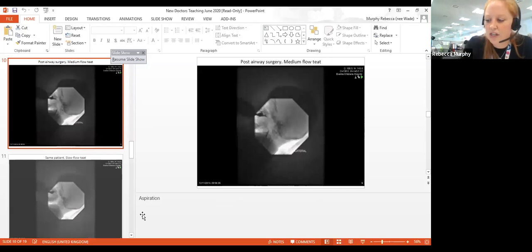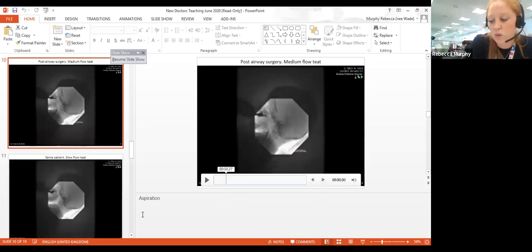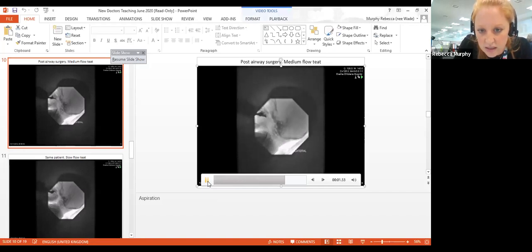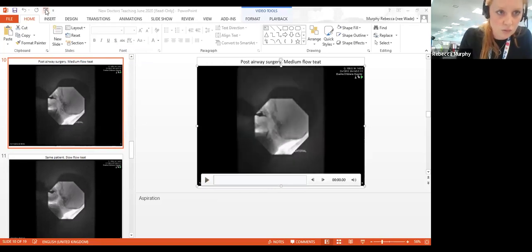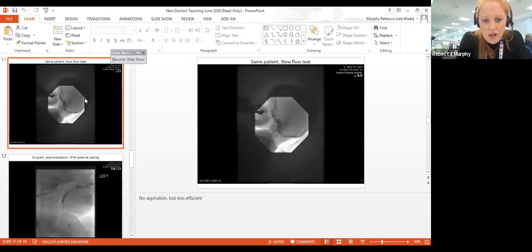So post airway surgery, this baby had a VF following airway surgery, and this was on a medium flow teat, and hopefully you can see that they did aspirate. It's very, very small. I'm just going to try. Okay, it's not letting me, sorry. So this one is 11.